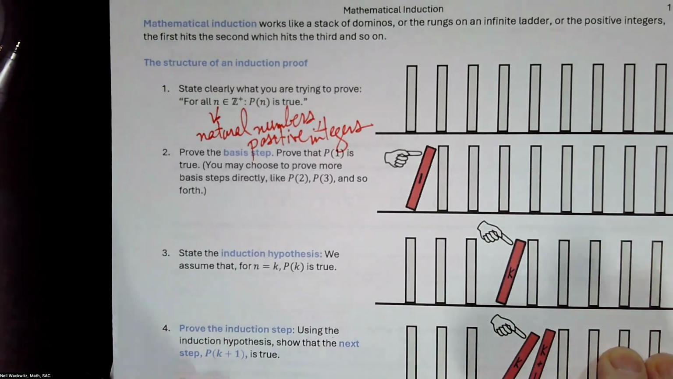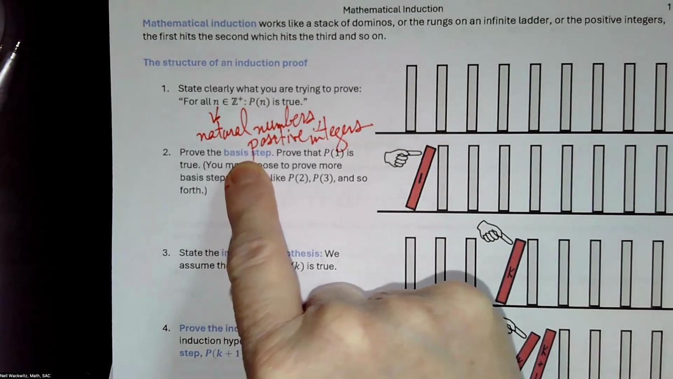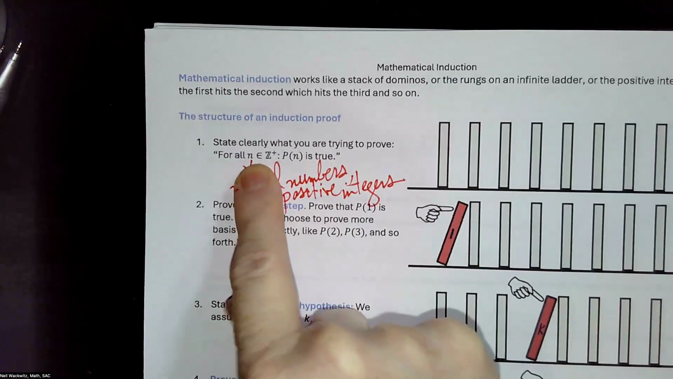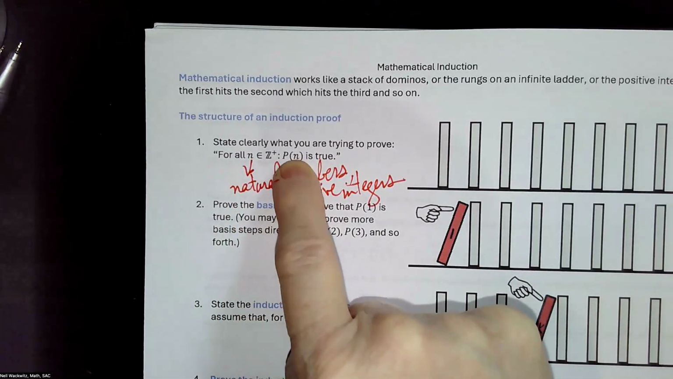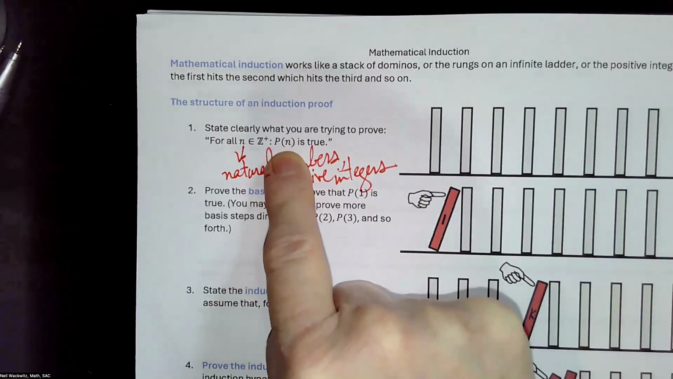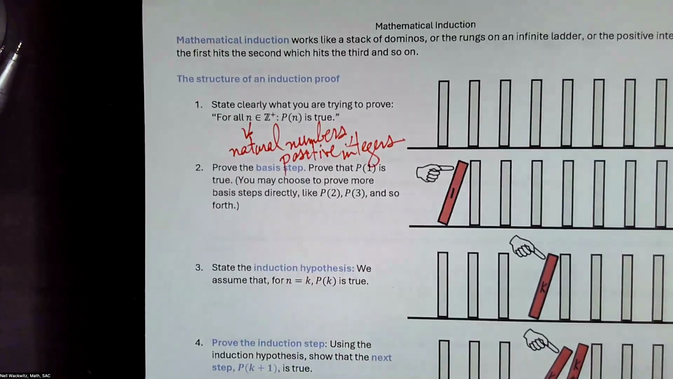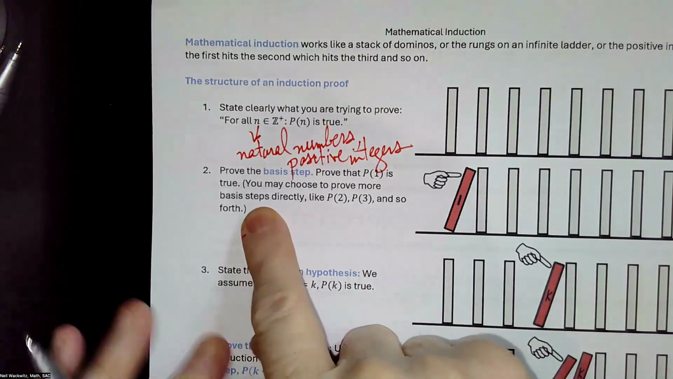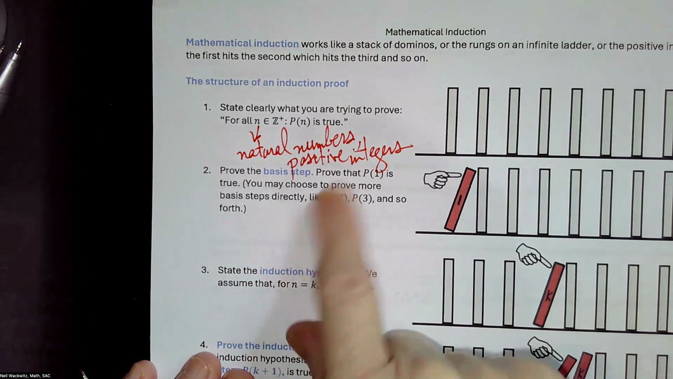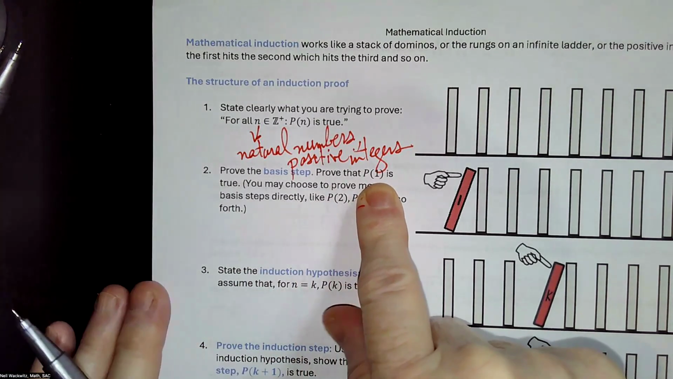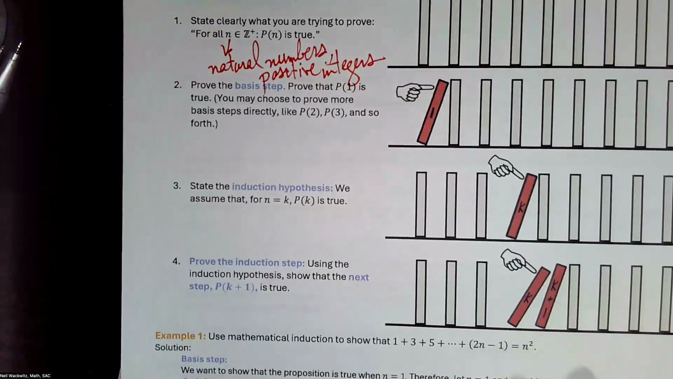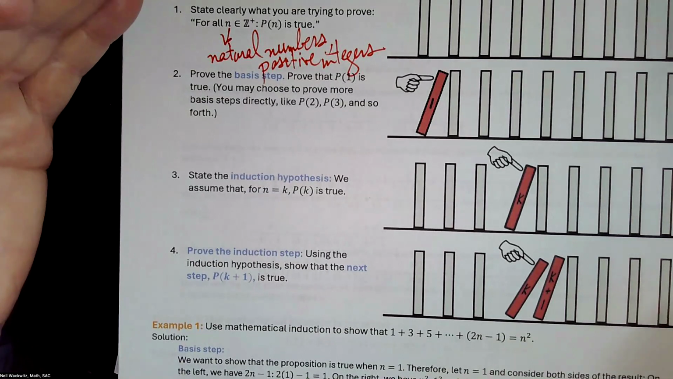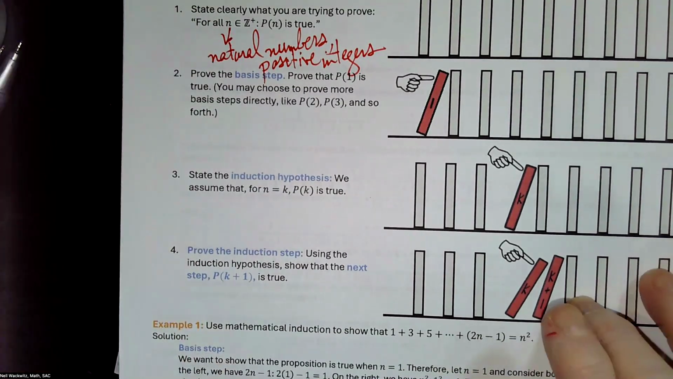The basis step says, if I let n be 1, is my statement true? Usually that's very easy to prove. Sometimes we'll need to prove more than just one basis step. But I think the examples that we're covering, we will not need that.